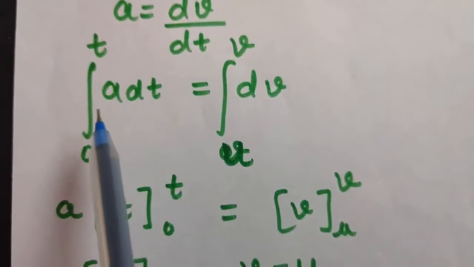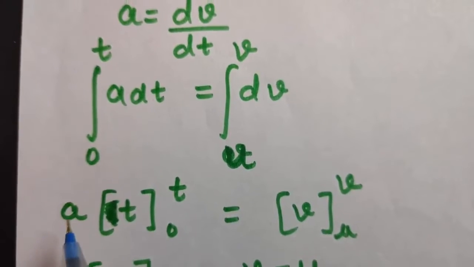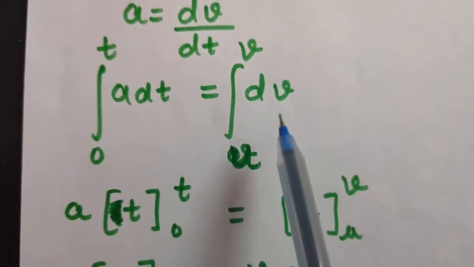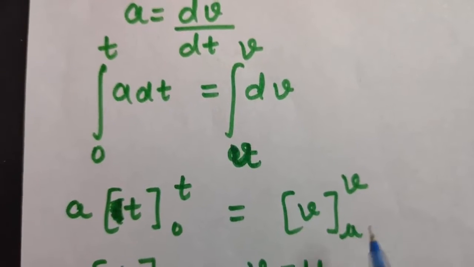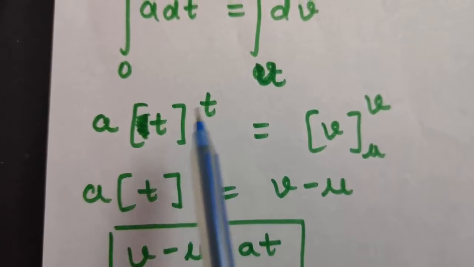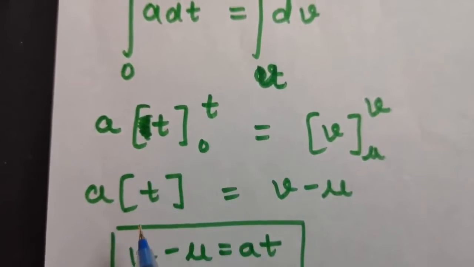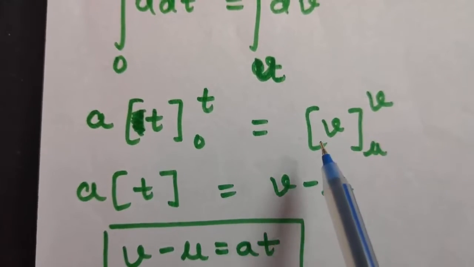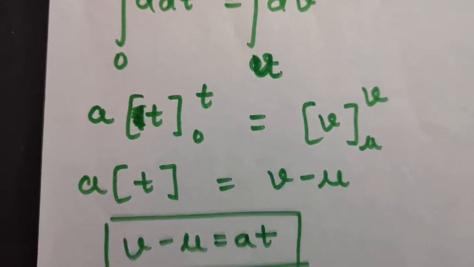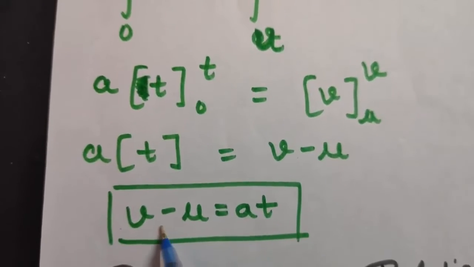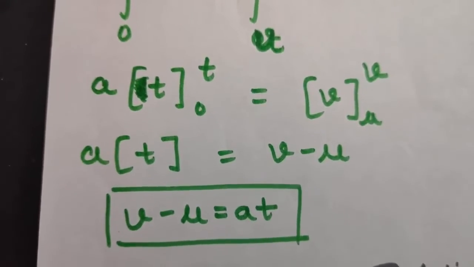As I have told you, acceleration is constant, so it will come out of the integration. So integration of dt is nothing but t, and the limits are from 0 to t. Here integration of dv is v, limits are from u to v. So now a will remain as it is. When you put the limits, t minus 0, that will be t. Similarly here, upper limit minus lower limit, so that will become v minus u. So this will become v minus u is equal to at. So this equation is nothing but the velocity-time relation.